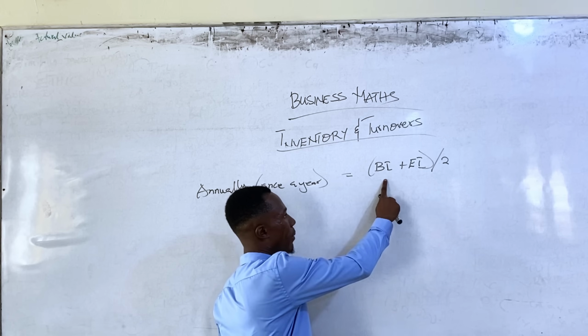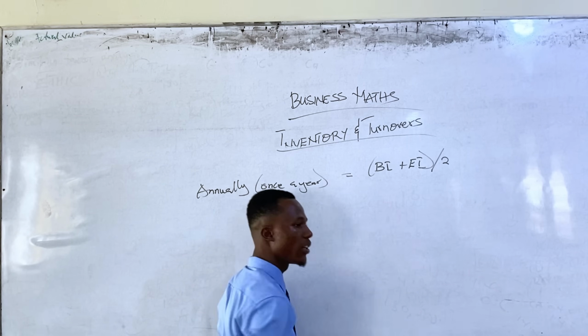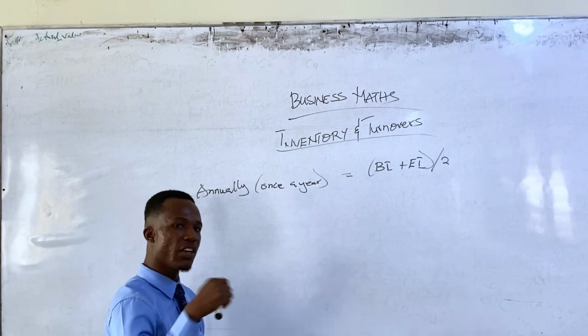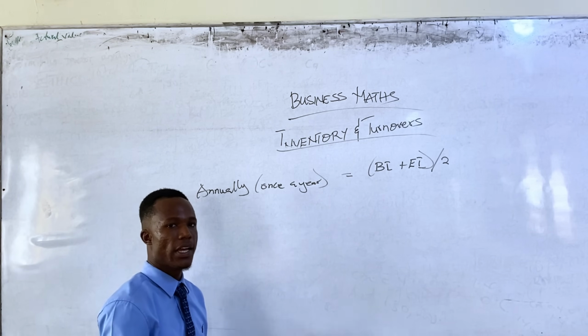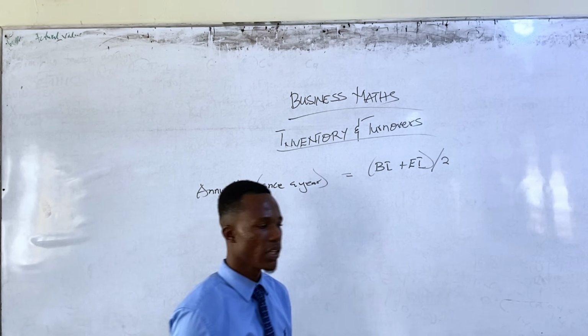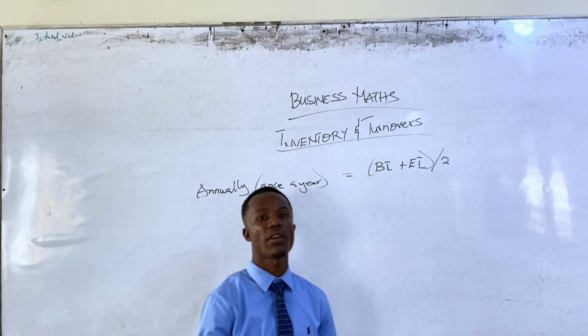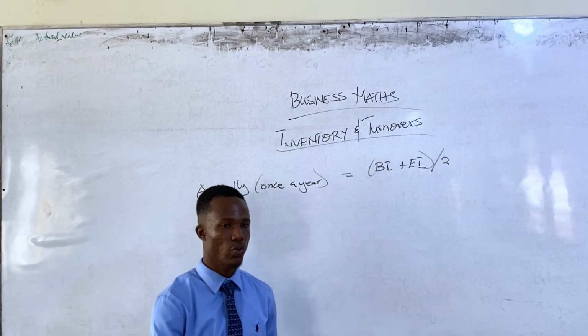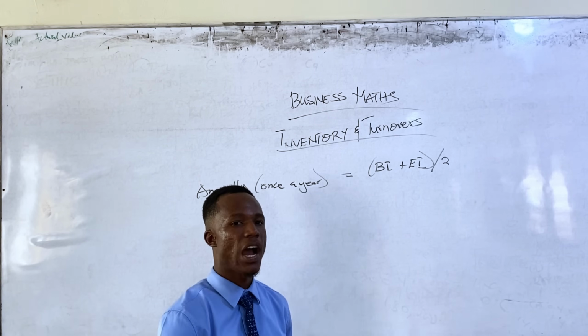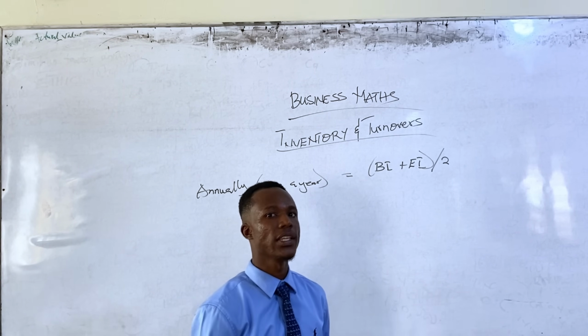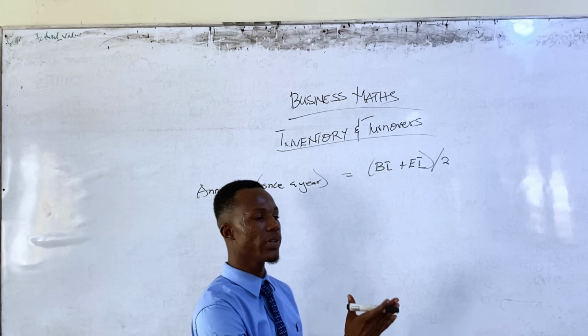Why are we saying once in that particular year? We have beginning plus ending inventory. Now you know ending inventory means what? At the end of the year, the inventory you had left, or the items that you had in your warehouse, that is what we call ending inventory. That is how you ended the year, right? And the beginning inventory is how you began the year.